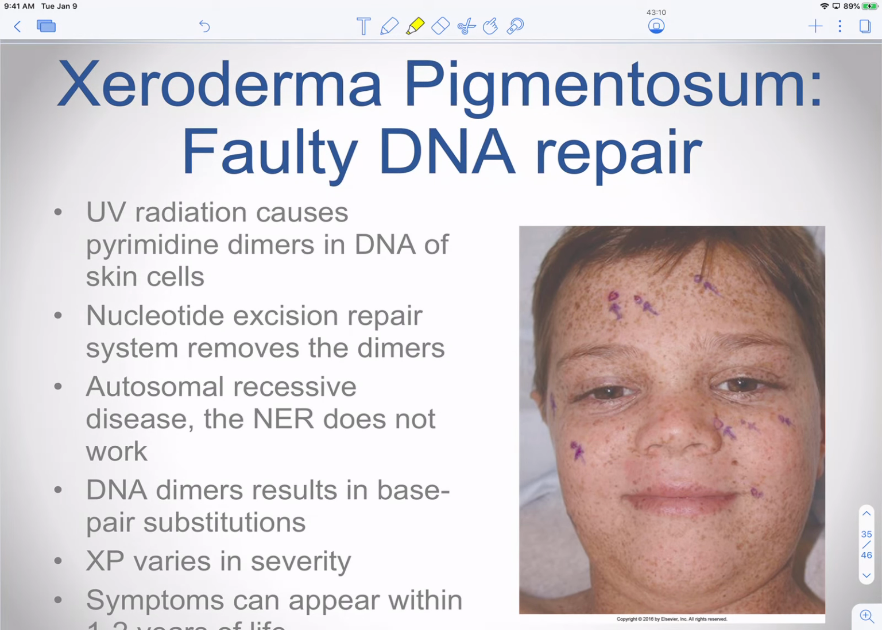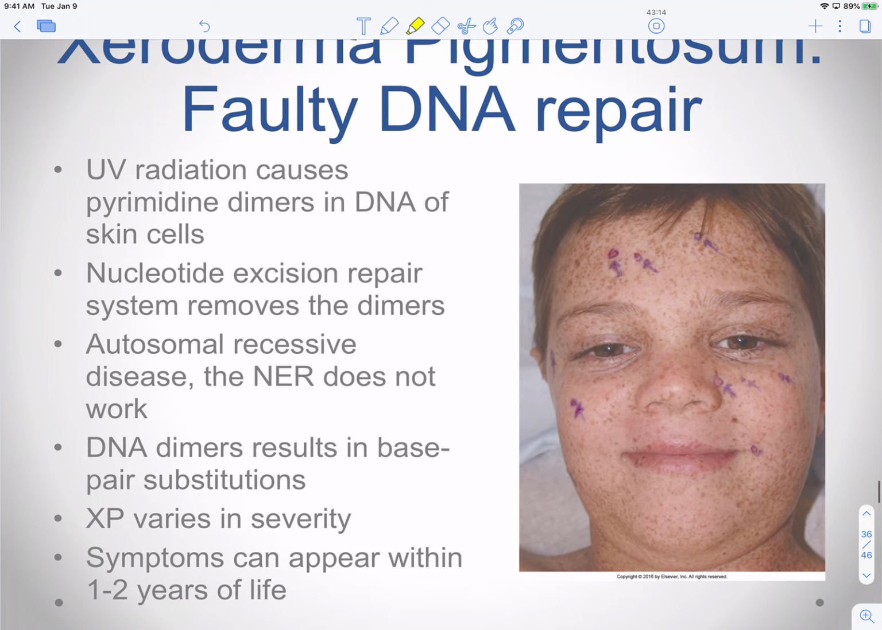So xeroderma pigmentosum is where you have faulty DNA repair, and so UV radiation will naturally cause pyrimidine dimers in the DNA. We talked about that. So you need that excision repair to remove the dimers and then repair and put back the base pairs. This is an autosomal recessive disease, and in this case, your nucleotide excision repair system does not work. The DNA dimers result in base pair substitutions, and the disease severity differs. Symptoms can appear within the first couple years of life, and often they're going to present on the skin because that's the most commonly exposed tissue to the sun.